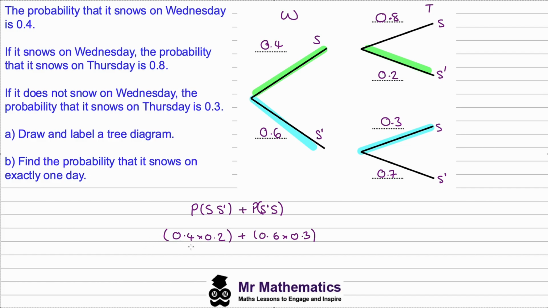Well, this will work out to be 0.08, and this works out to be 0.18. When we add these two together, we get 0.26. So this will be the probability that it snows on exactly one day. Okay, how did you get on with that? Let's try another question.